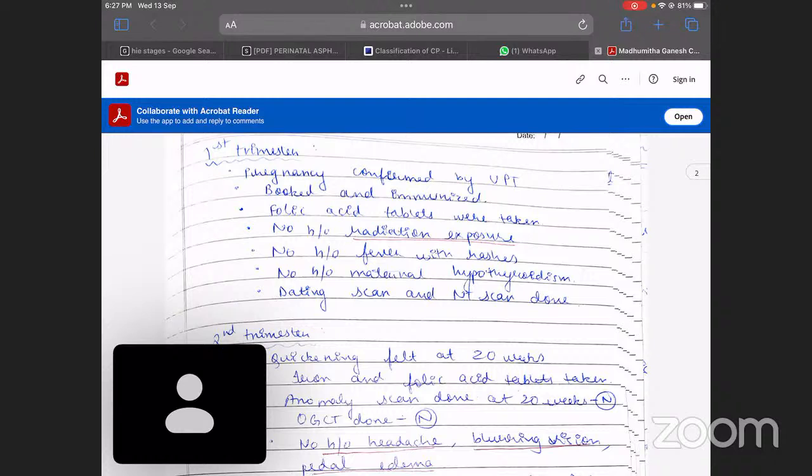That's one of the reasons why hypothyroidism has to be screened in every pregnant mother, and this history has to be taken during the first trimester because organogenesis mostly occurs in the first trimester. And in any case of neurodevelopmental delay, hypothyroidism has to be ruled out. So this history is very important. Okay, right. Then, second trimester.